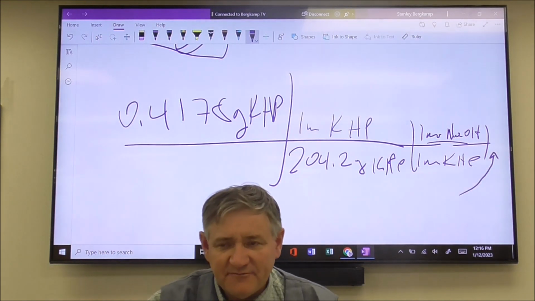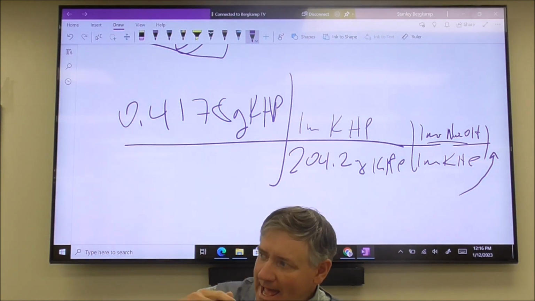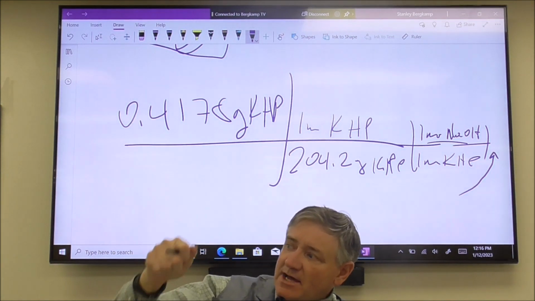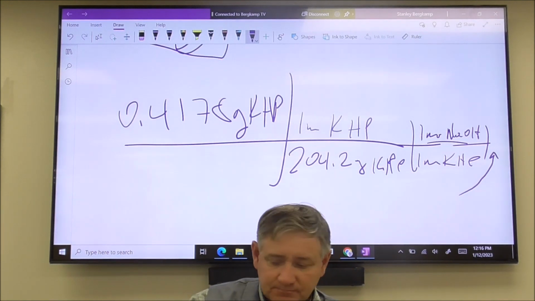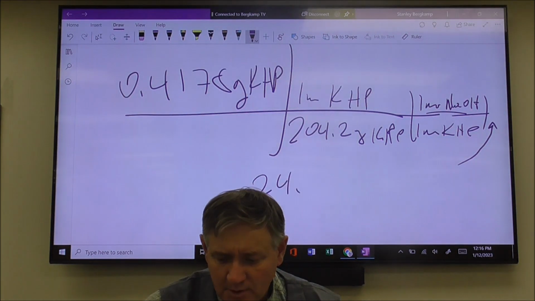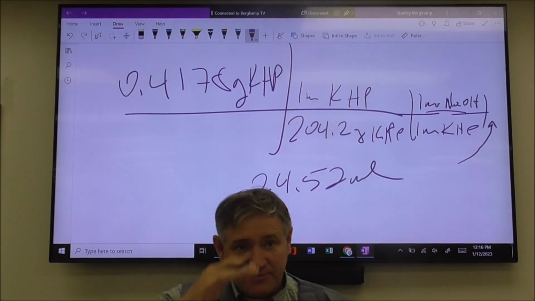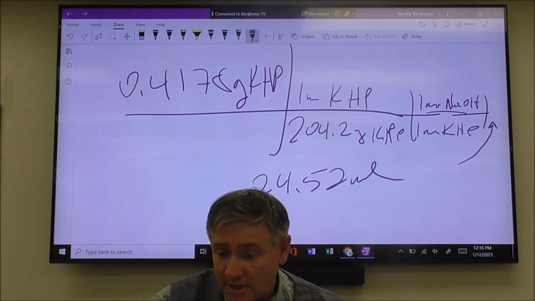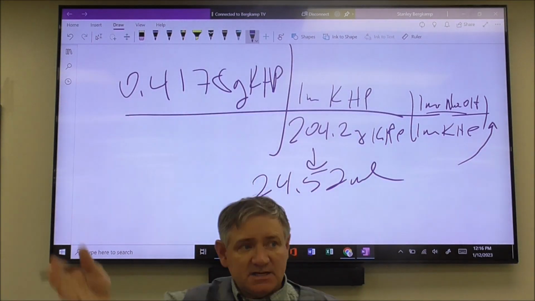Where I'm going to get that volume is based upon how much sodium hydroxide I had to add to make that last drop turn the magenta color. I'm just going to make up a number. Let's say that was 24.52 milliliters. And if you look at your burette, you're going to know the tenths and you're going to estimate the hundredths.